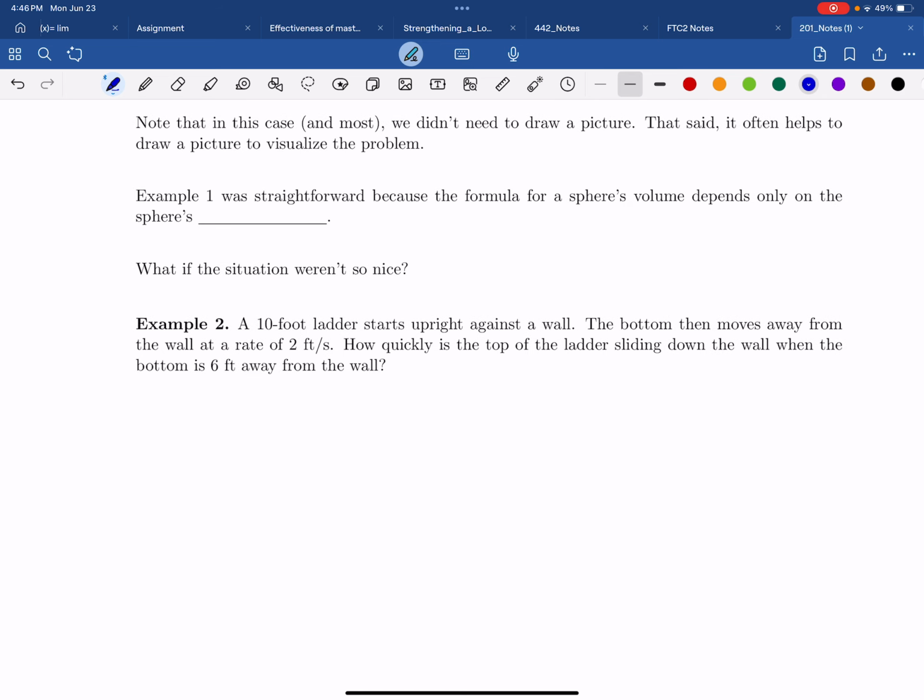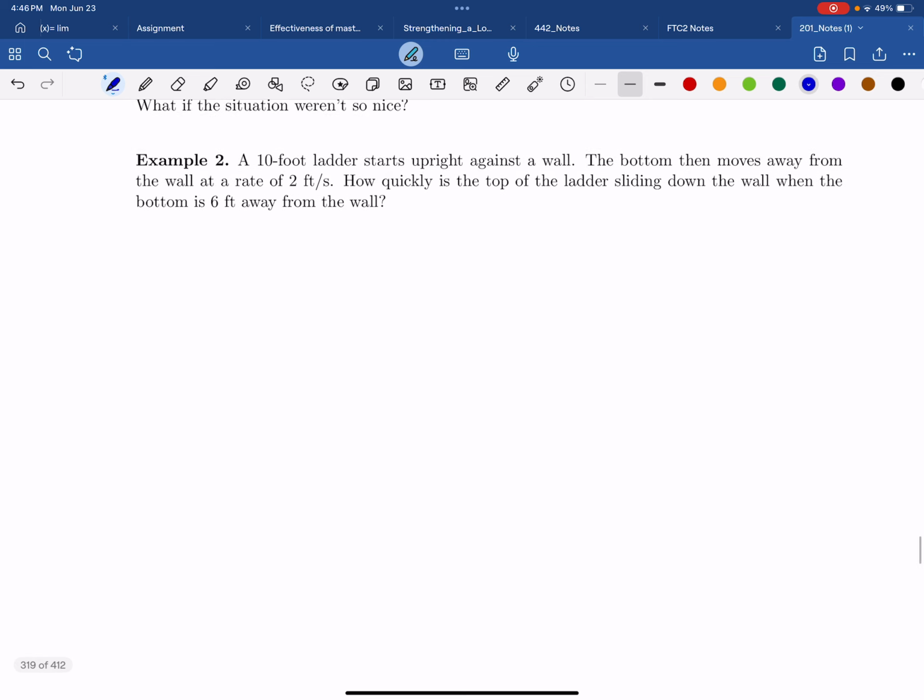That last example was pretty easy because all we really needed to worry about was the sphere's radius. We had the sphere's volume and the sphere's radius. That's it. What if we had something a little more complicated? Pause the video and read example 2.